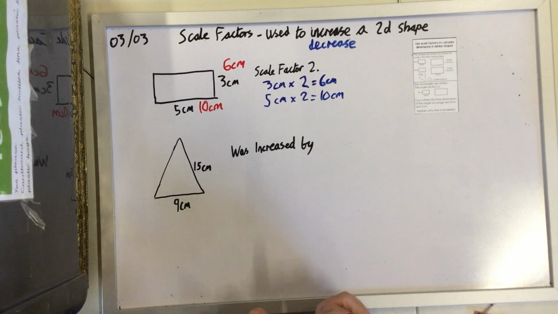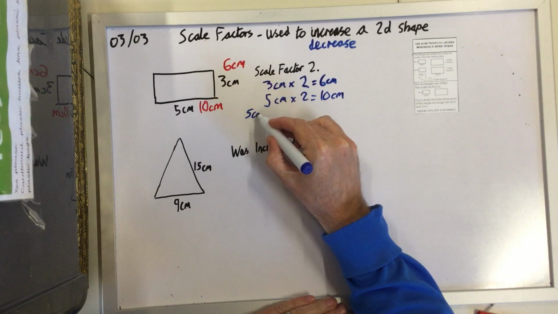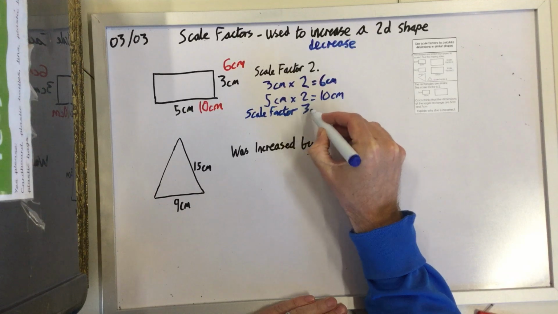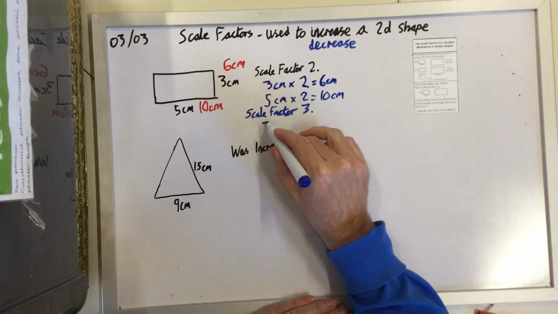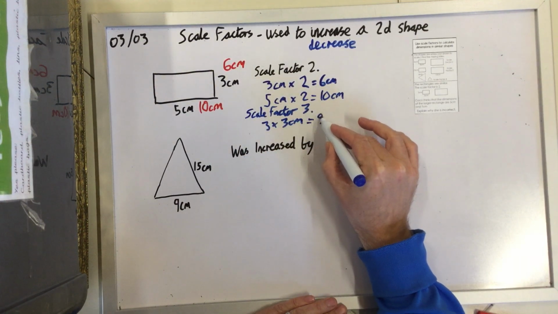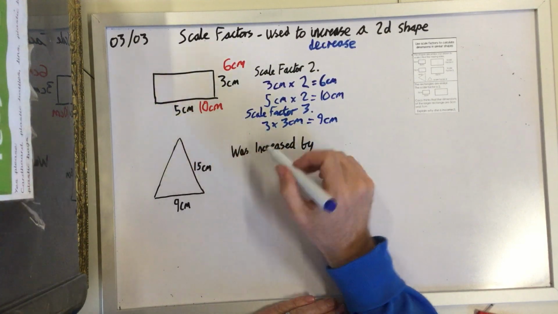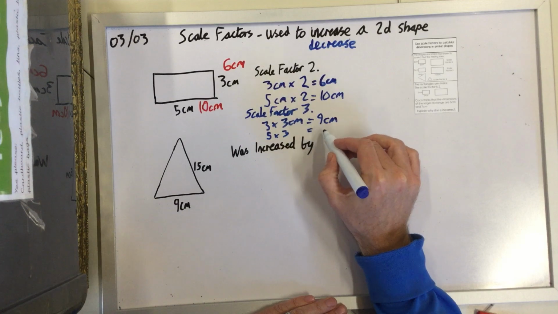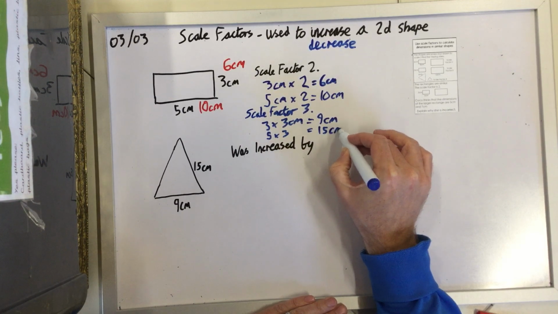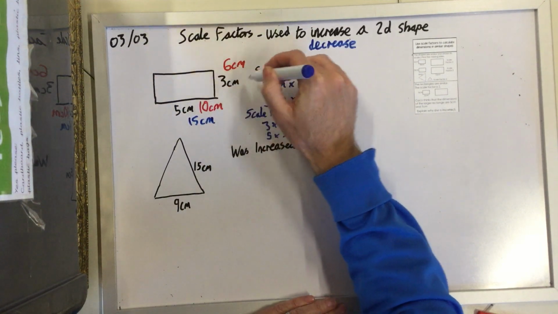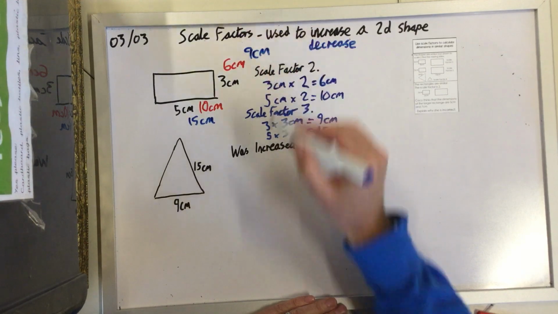Well, what about a scale factor of 3 then? We just work up the scale, so we multiply them by 3. So scale factor 3: this time we've got 3 times 3 centimetres, which is 9 centimetres, and 5 times 3, which is equal to 15. So this one would be 15 centimetres, and this vertical would now be 9 centimetres.